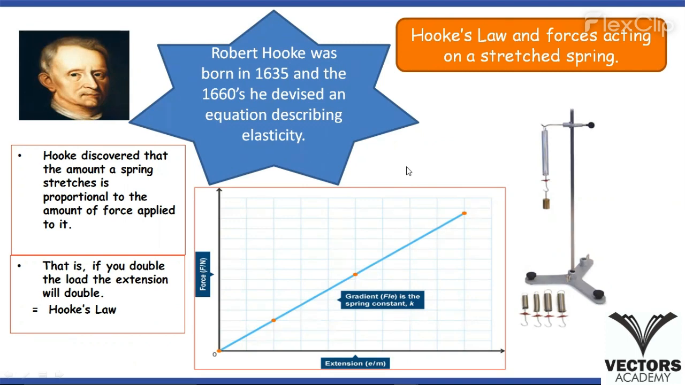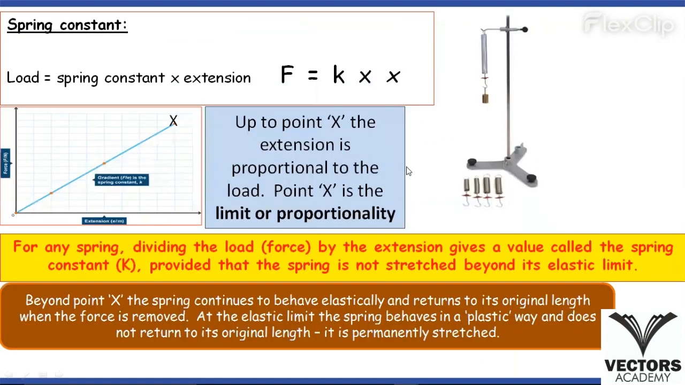This can be plotted on a graph where force is on the y-axis and extension is on the x-axis. The gradient of force over extension gives the spring constant, which is k. Therefore, the formula becomes F = kx, where F is the load, k is the spring constant, and x is the extension.